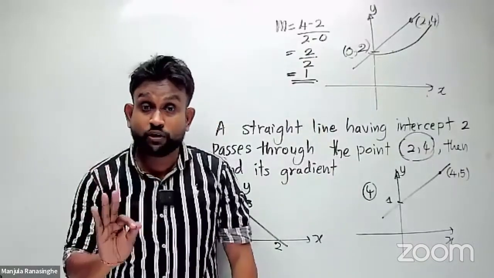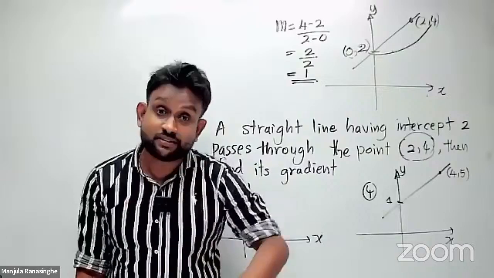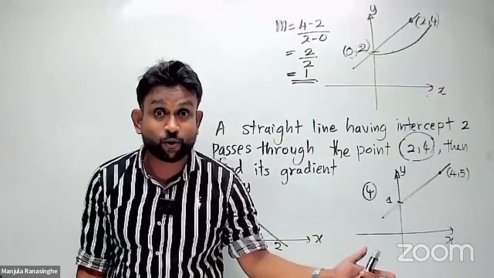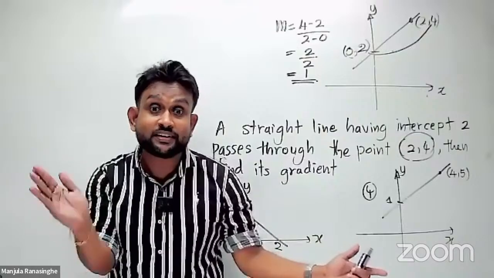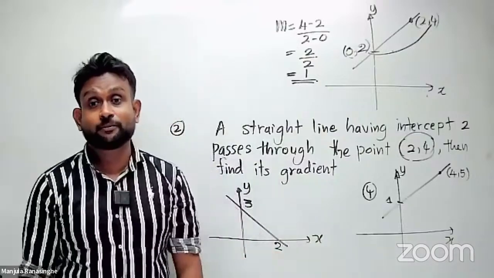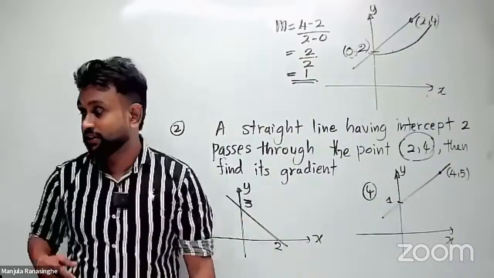Understood? What is the concept you need to remember? Intercept given means a coordinate given. How to find the coordinate? Intercept is 5, then 0, comma 5 is the coordinate of that point. Right? Correct it.